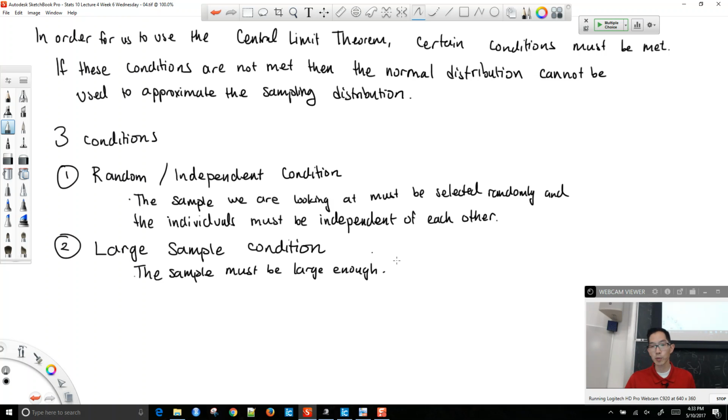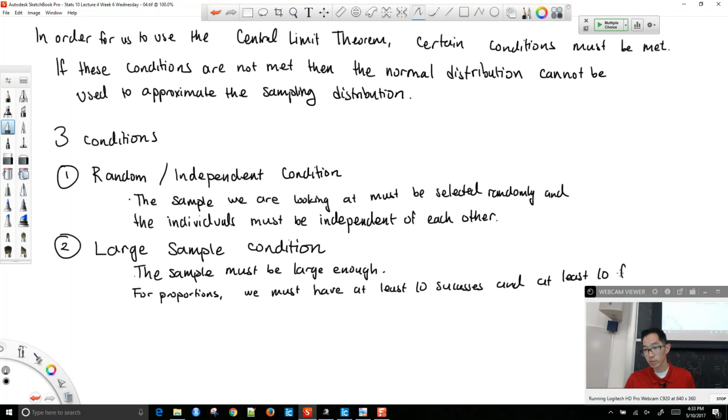When we're dealing with proportions, we must have at least 10 successes and at least 10 failures. This means your sample size has to be at least 20. That's the smallest sample you can possibly have, with exactly 10 successes and 10 failures: 10 who say yes and 10 who say no.